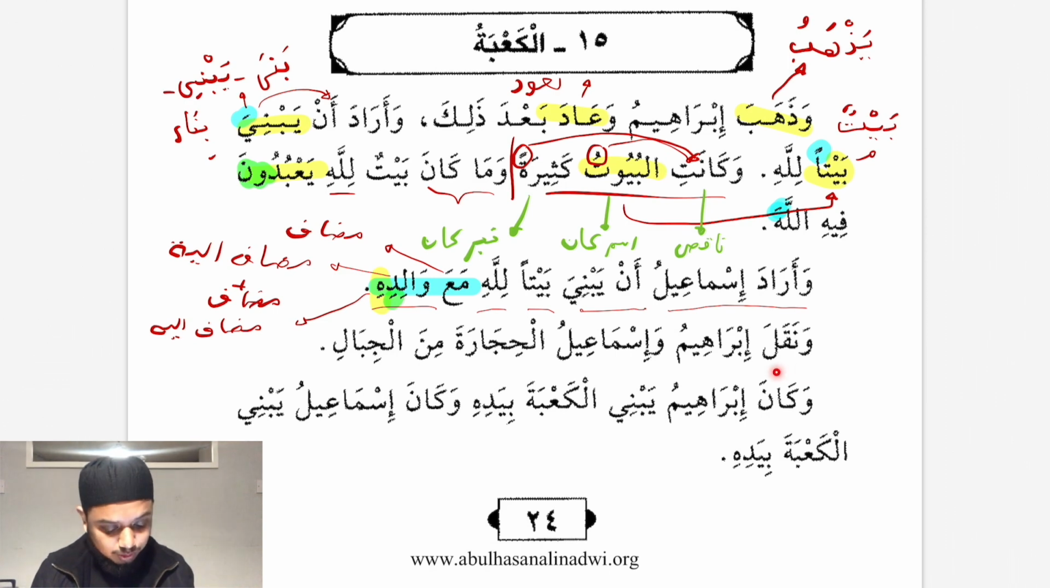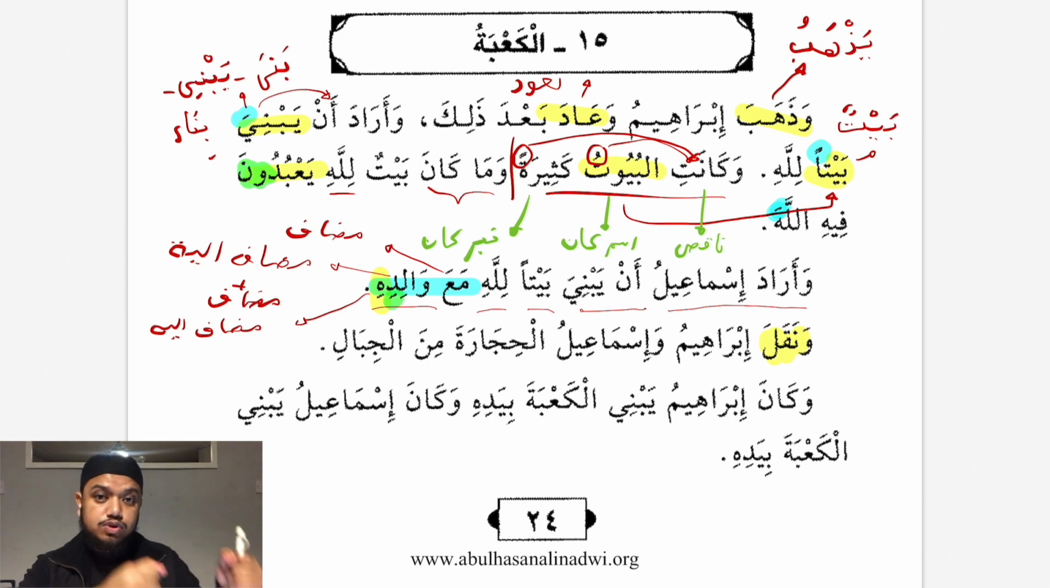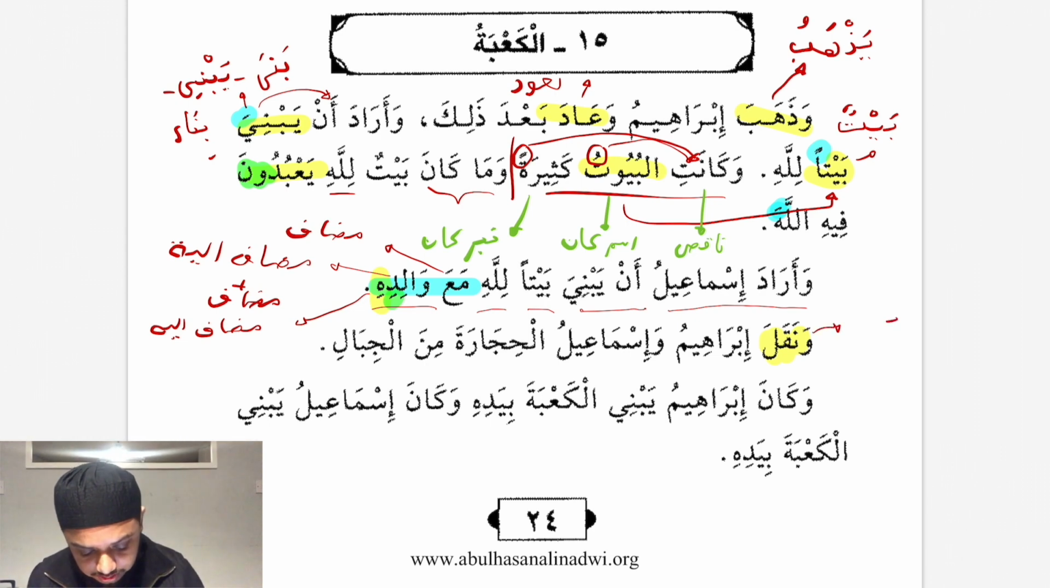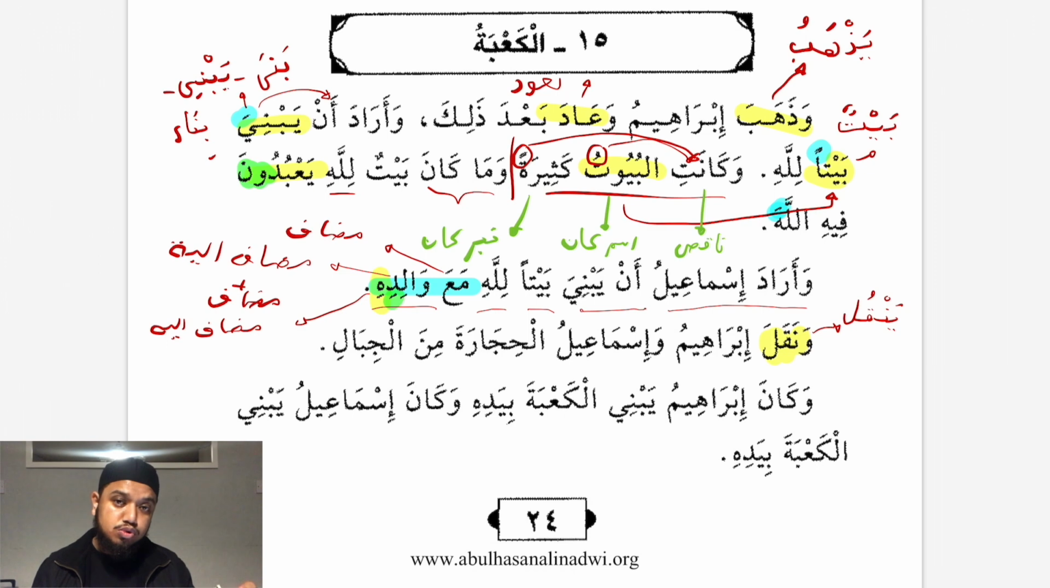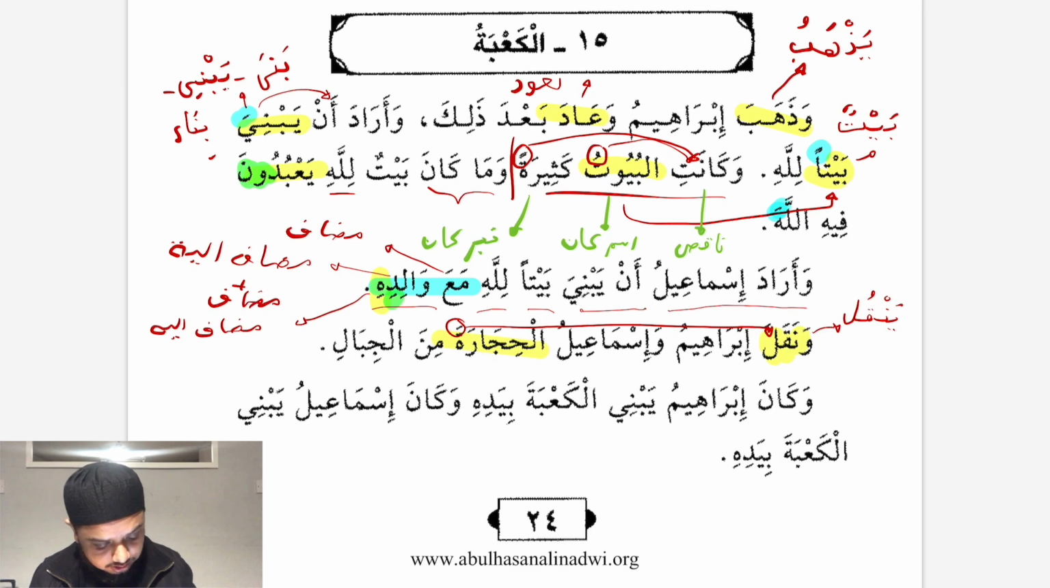ونقل إبراهيم وإسماعيل الحجارة من الجبال. And Ibrahim and Ismail alayhim as-salatu was-salam moved al-hijara, the stone, min al-jibal, from the mountains. وَنَقَلَ, نَقَلَ يَنْقُلُ means to move something. The mudari' is ينقل. وَنَقَلَ إِبْرَاهِيمُ وَإِسْمَاعِيلُ الْحِجَارَةَ. Hijara means stone. It is mansoob because it is the maf'ul bih. The fa'il was Ibrahim alayhi salatu wasalam and Ismail alayhi as-salatu wasalam. So this is why it is mansoob.